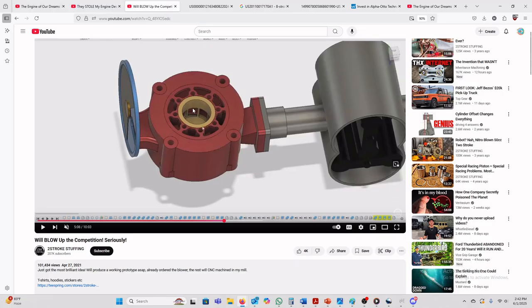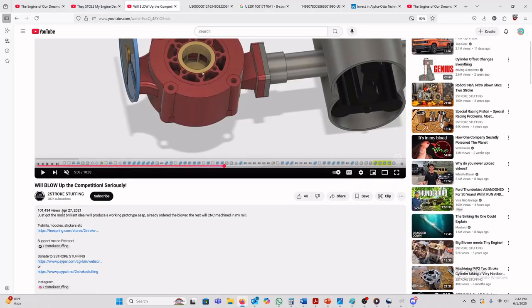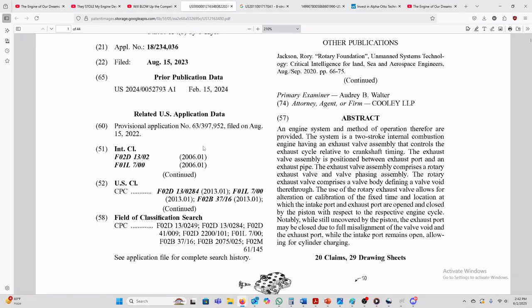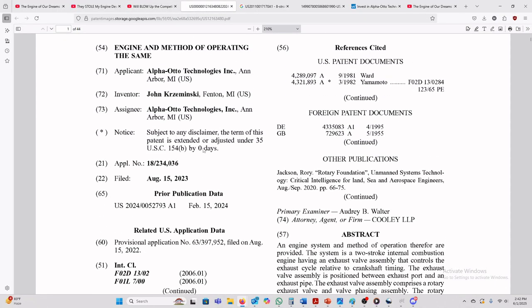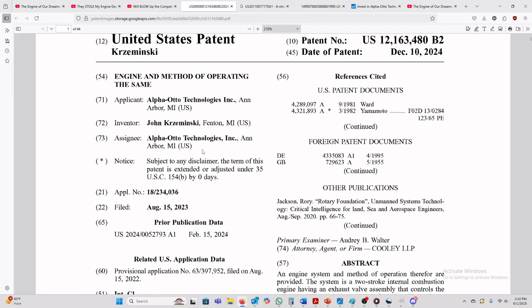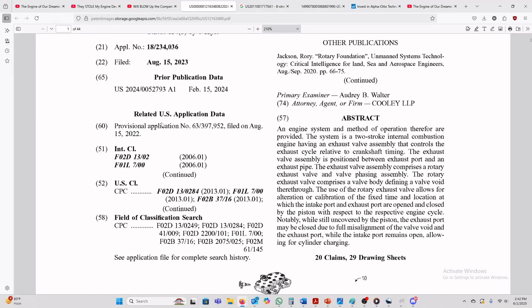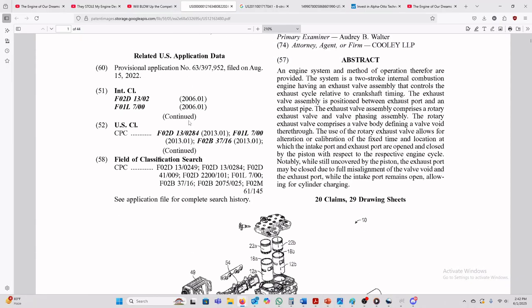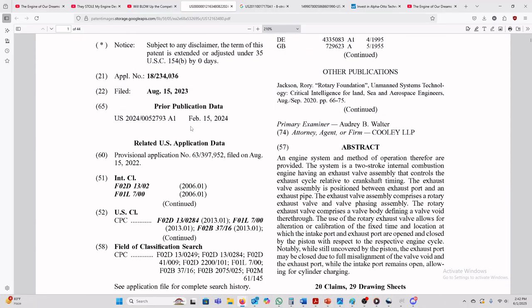The brute force engine by two-stroke stuffing was first described, as best I can tell, in April of 2021. That would be a problem for the patent of Alpha-Otto Technologies, their REV Force engine. That would be a problem because they claim a priority date back in, should be 2022, see where it says it. Here we go, August 15th, 2022.